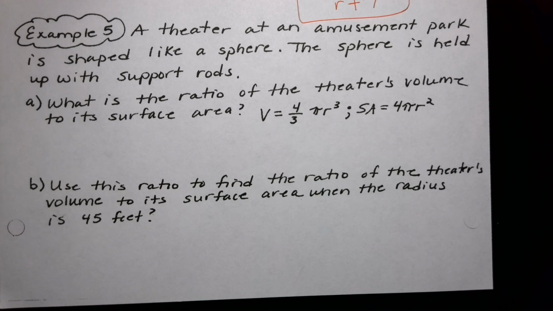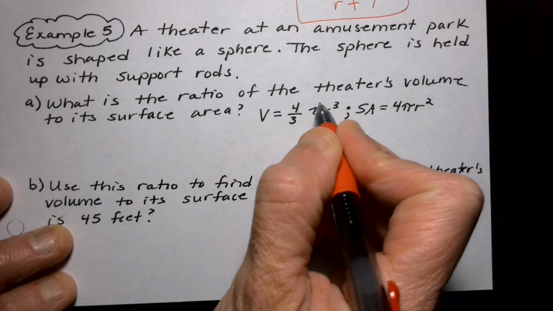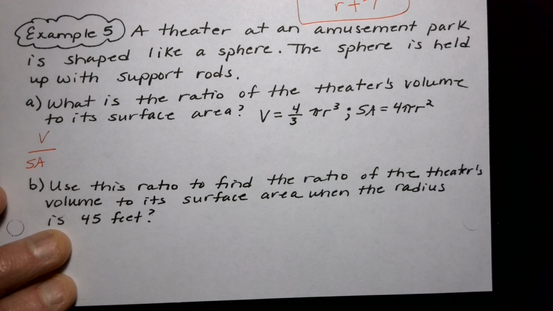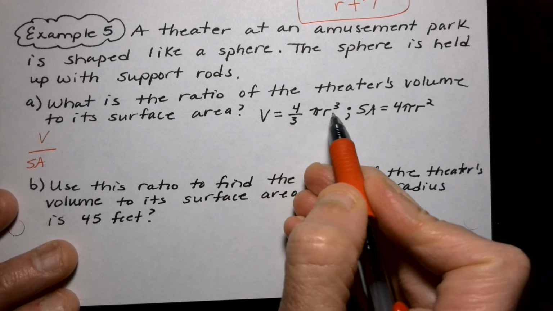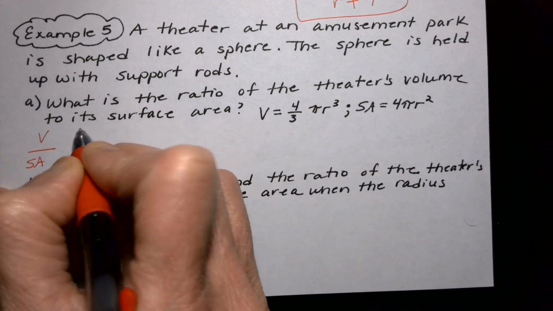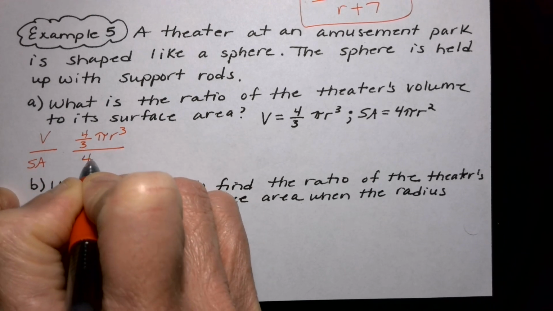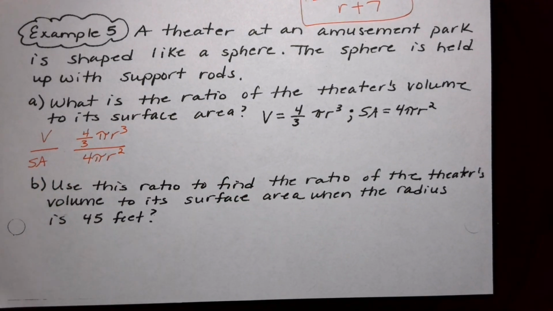All right? Okay. So, a theater at an amusement park is shaped like a sphere. The sphere is held up with support rods. What is the ratio of the theater's volume to its surface area? Okay, ratio. Ratio is a fraction. They want volume to surface area. They want the ratio. So what I'm going to do is take their formulas and put them in place. I'm going to take the volume formula and put it up here, and I'm going to take the surface area formula and put it down there.